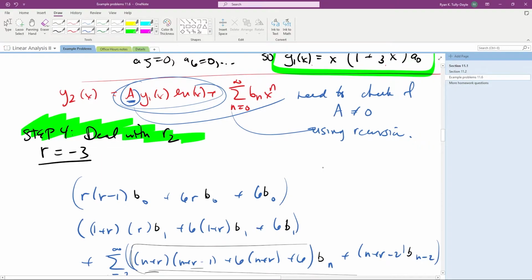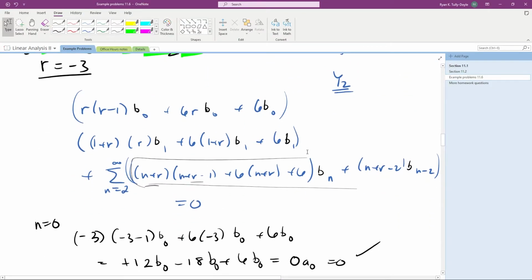So how do we do that? Well, now what we're going to do is plug r equals -3 into the recurrence structure that we had last time. And to emphasize the fact that we're dealing with y2 right now, we put b's into the recurrence. Okay, so here's what the recurrence looks like with the b's inside of it. And now we're going to take r equal to -3 and plug it in, and we'll check all of the conditions on b naught and b1 and so on.